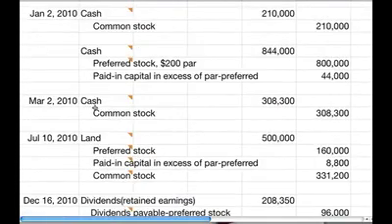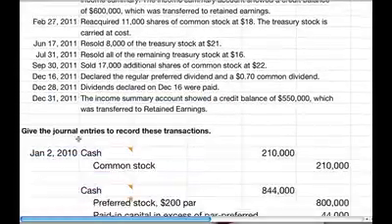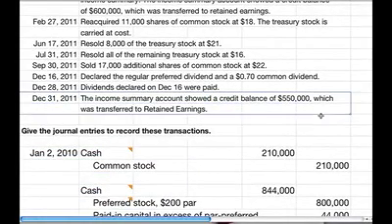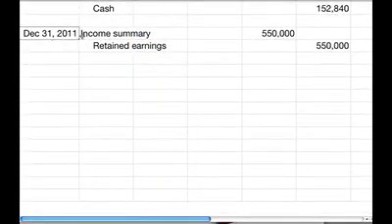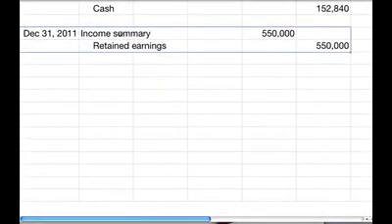$152,840. And then on December 31st, we have the income summary transaction, $550,000, that we debit to the income summary to close that account, and we credit that to retained earnings of $550,000.